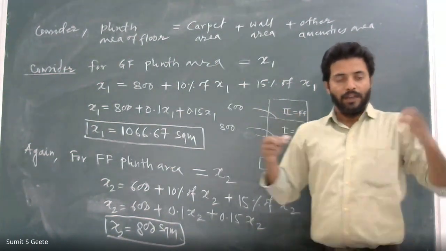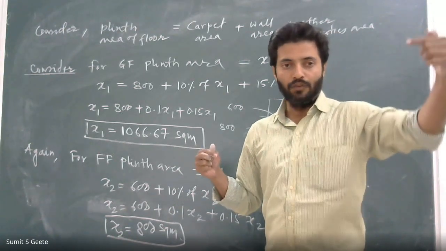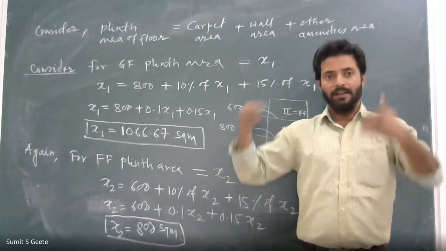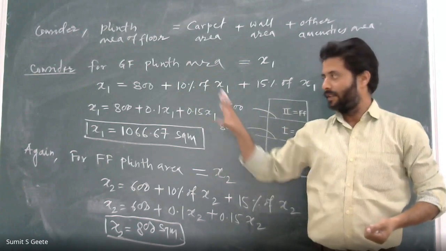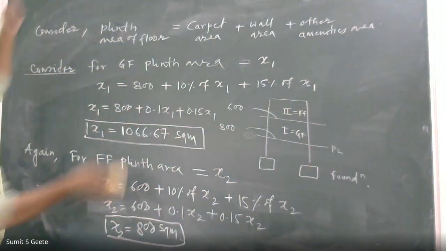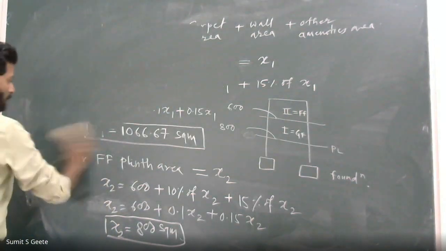What we found out is the corresponding plinth area at ground floor as well as first floor. This is all. Now, based on this, we will proceed with further calculation. This is the first step. So write down over there, step number 1.